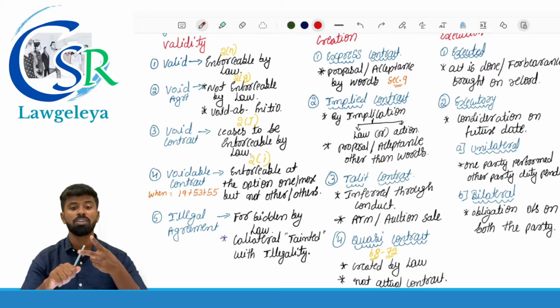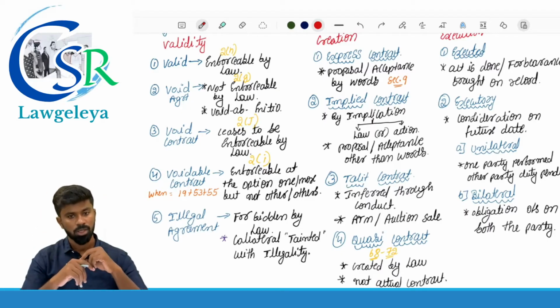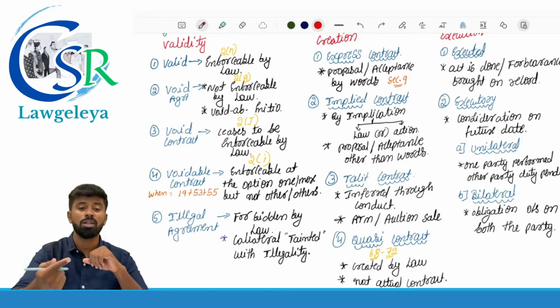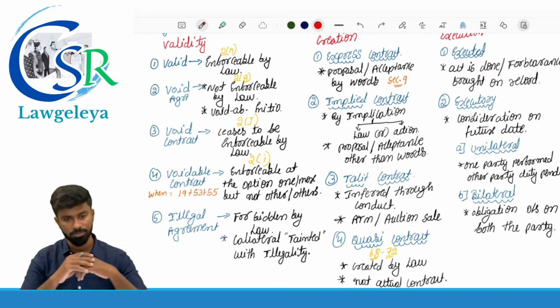Next one, section number 53. If one person prevents the other person from performing the promise. For example, A prevents B from performing his promise. Now, this contract is voidable at the option of whom? The person so prevented. Who is prevented here? Mr. B. Now, Mr. B has the option to cancel it.